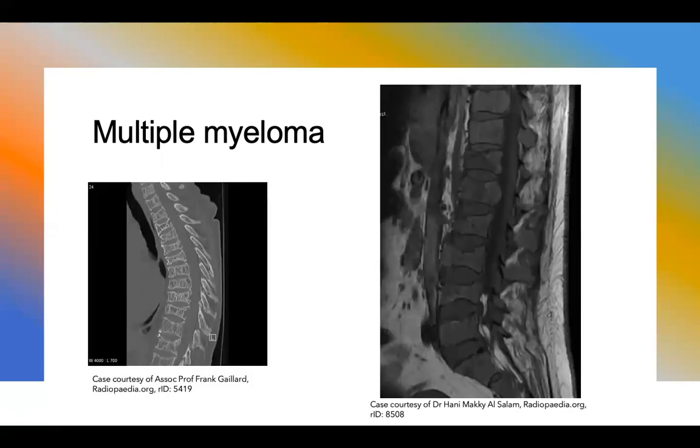This is a case of a multiple myeloma spine on the left on a CT scan. It could very easily be confused, and you'd just say, oh, it's an old patient with osteoporotic fractures. And on the right, there is an MRI scan with some more worrying features.